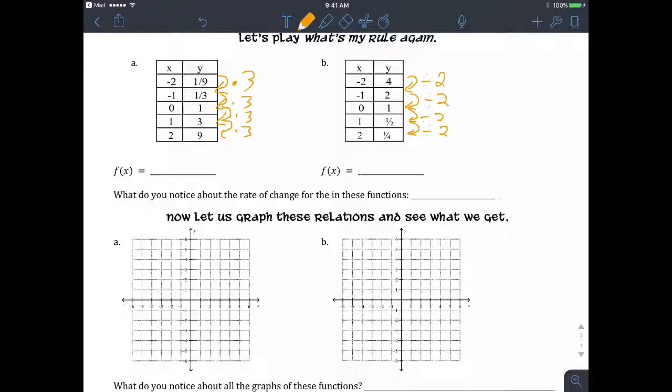Okay? Now, some people argue that this is a constant rate of change, but it's not, because if you look over here, these are not increasing by the same number each time. What's happening is they're being multiplied or divided each time. So what we're going to say is multiply or divide each time. That's the rate of change. Okay? Now again, the function rule is going to be hard to figure out, so I'm going to go ahead and help you out with this one. For this one right here, you're going to get 3 to the x power.